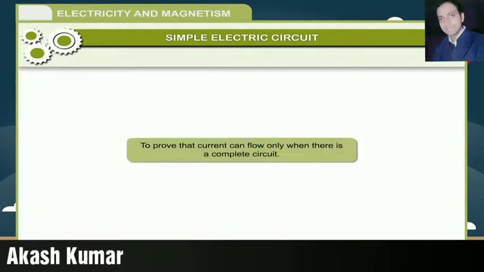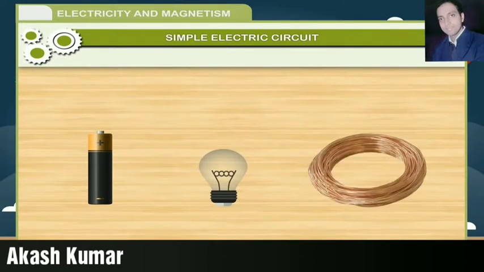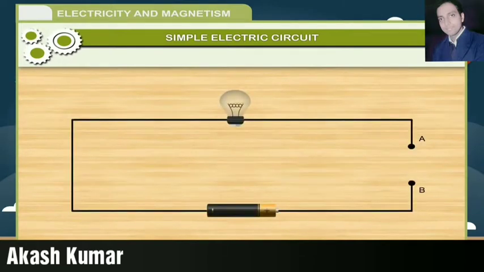Activity. To prove that current can flow only when there is a complete circuit. Take a dry cell, a small torch bulb, and copper connecting wire. Connect the dry cell, the bulb, and the copper wire in a circuit as shown in the figure. Leave the gap AB in this. The circuit is not complete, so the bulb does not glow.